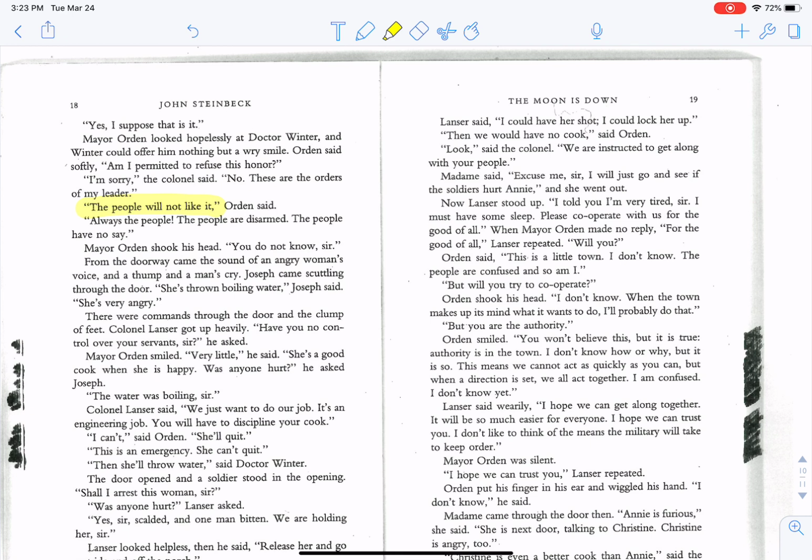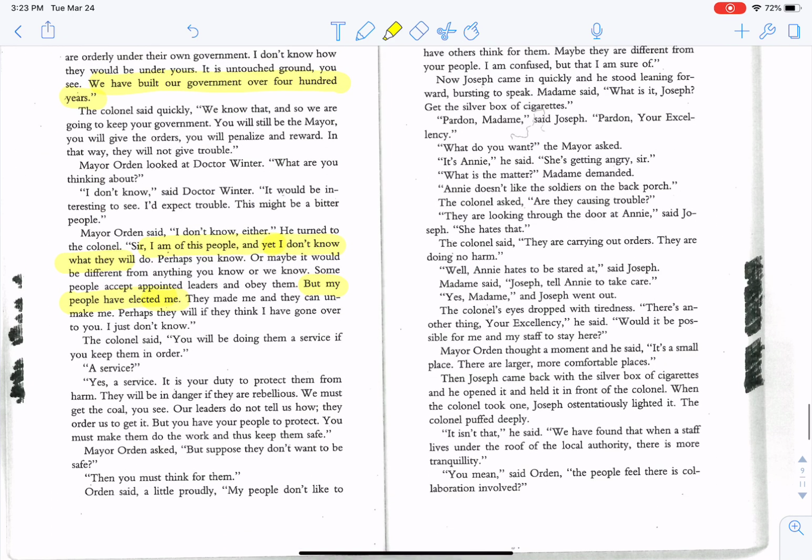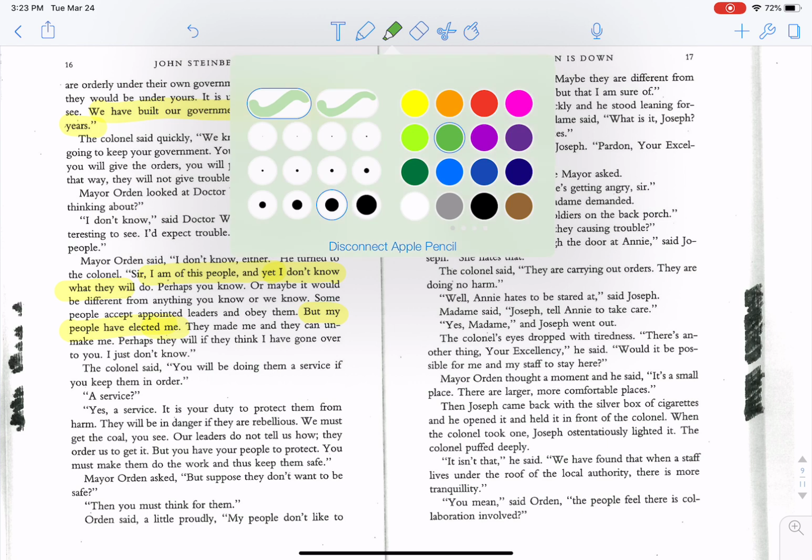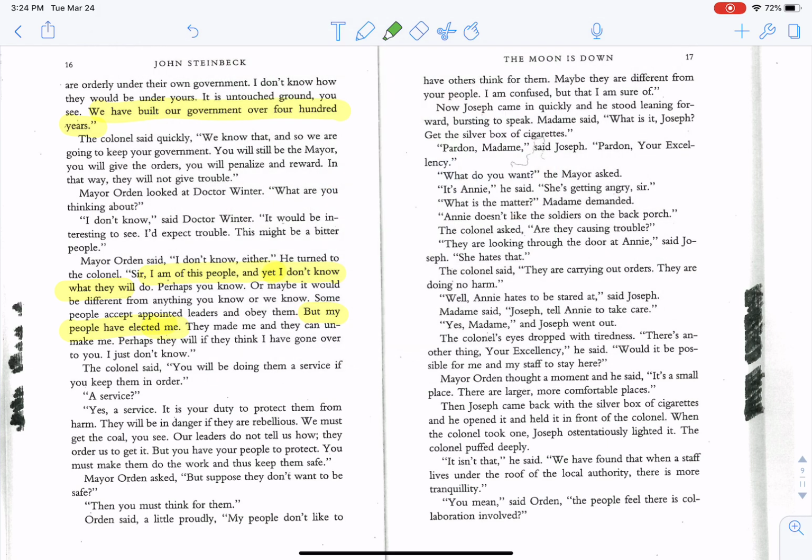Now, obviously, like I've said before, Colonel Lancer is set up in contrast to this. And we see that in his responses, right? So let's even choose a different color highlighter to show this. Colonel Lancer says, you must think for them. I don't care what the people think. You, Mayor Orden, are in power. You've got to think for them. That's Colonel Lancer's approach. He thinks for his soldiers.